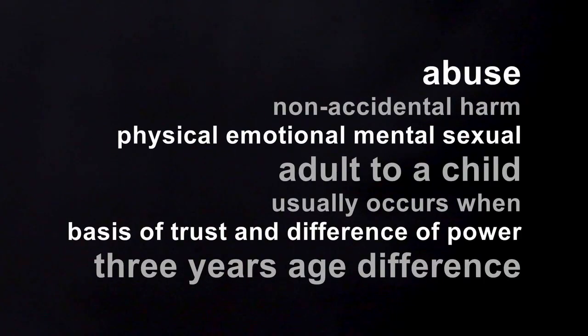Abuse includes non-accidental, physical, emotional, mental, or sexual harm by an adult to a child. Abuse usually occurs when there is a basis of trust and a difference of power based on age, physical, intellectual, or emotional capacity. Abuse may also be considered if there is an age difference of more than 3 years between two children.